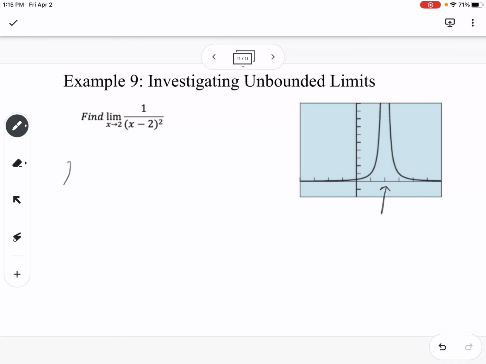So we can say that the limit as x approaches 2 of 1 over x minus 2 squared would be positive infinity, because as we get closer to that x equals 2 line, our graph's going to get bigger and bigger and bigger. Okay, so that is more on limits.